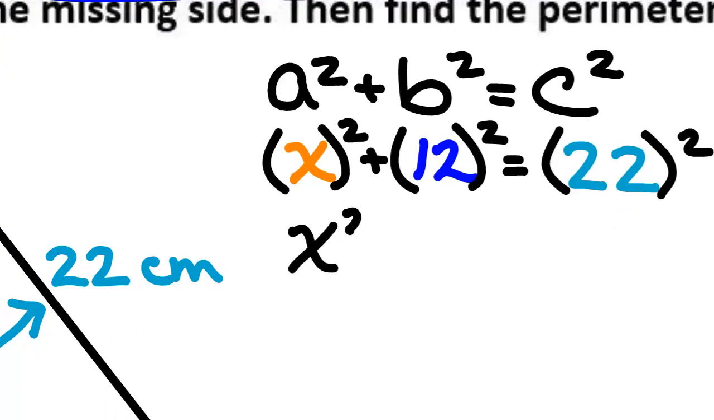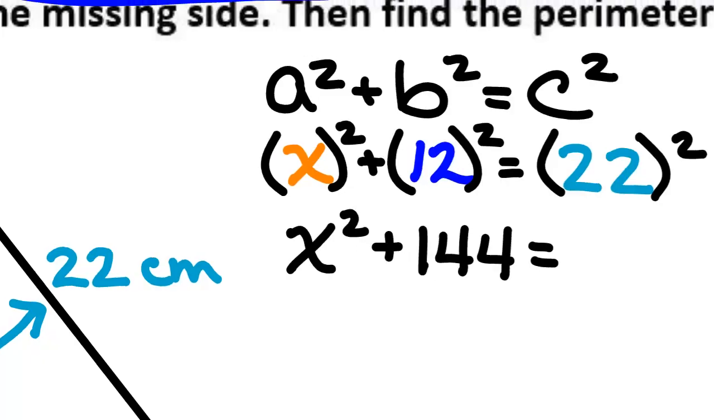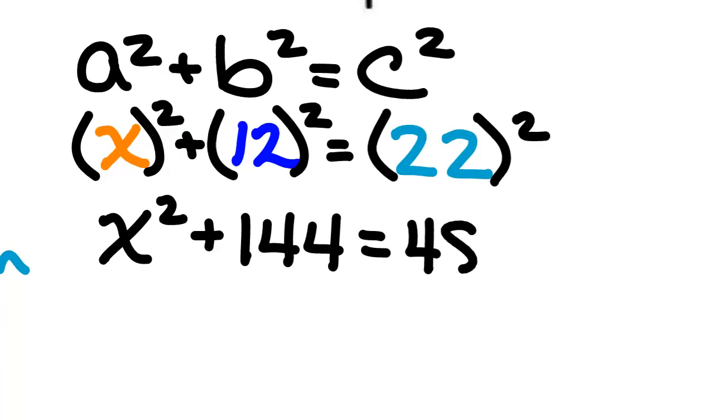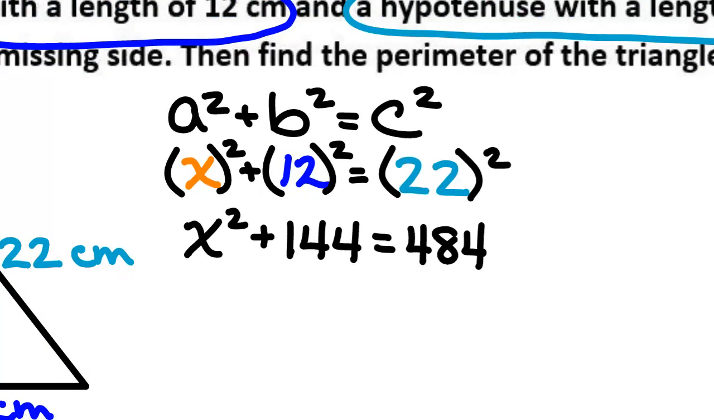All right, so I have X squared plus, what is 12 squared? 144 equals, and now we need 22 squared, 484. Then we subtract 144 from both sides.